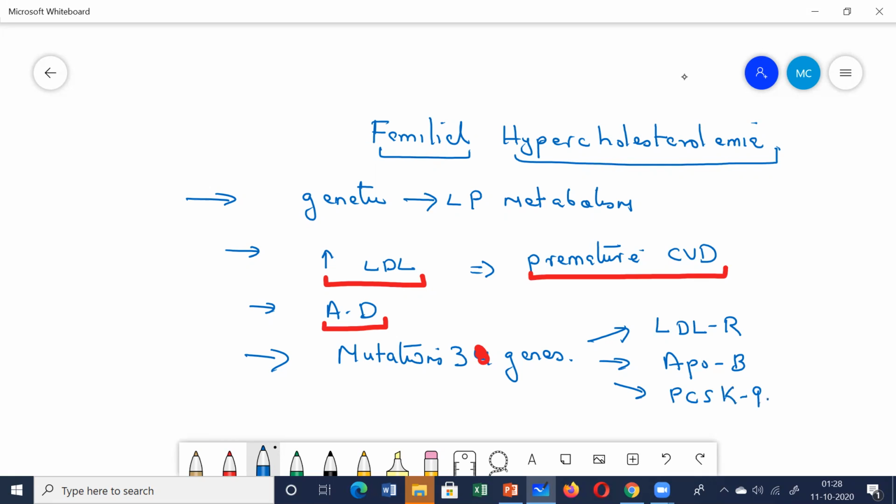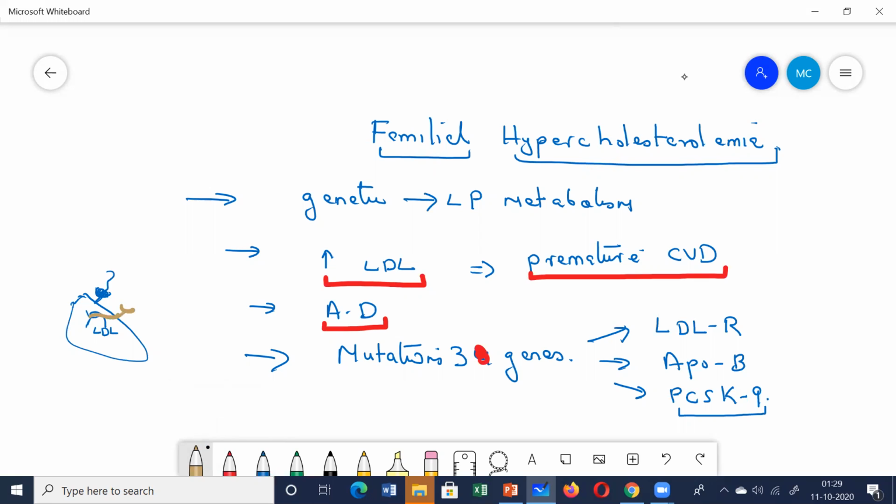Let me tell you briefly about this PCSK9. What is PCSK9? This is proprotein convertase subtilisin kexin type 9 protein. It mainly attaches itself to the LDL receptors. You know what happens when LDL comes and attaches to the LDL receptors? This LDL along with the LDL receptor is endocytosed inside the liver cells, where only the LDL is going to be metabolized, and this receptor recycles back to the surface of the liver.